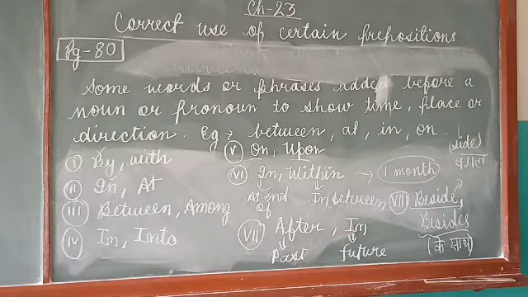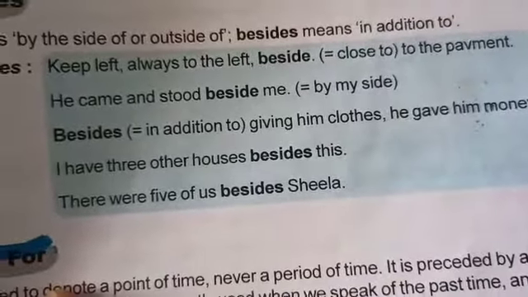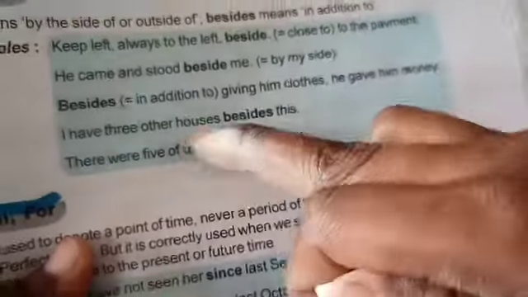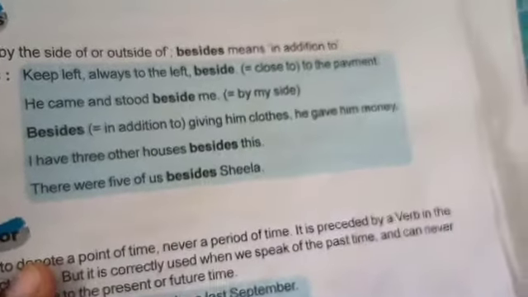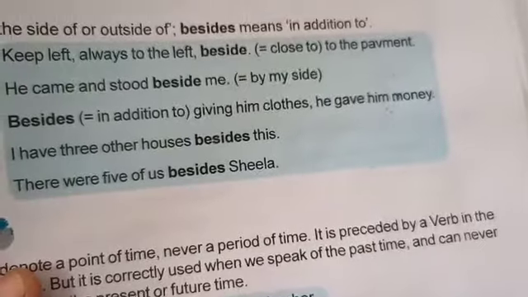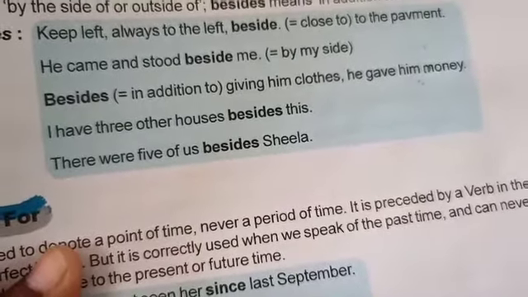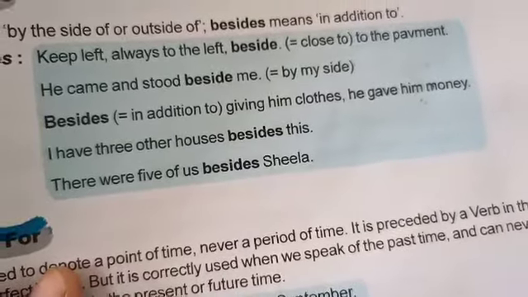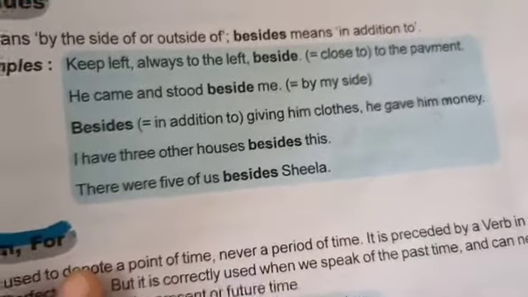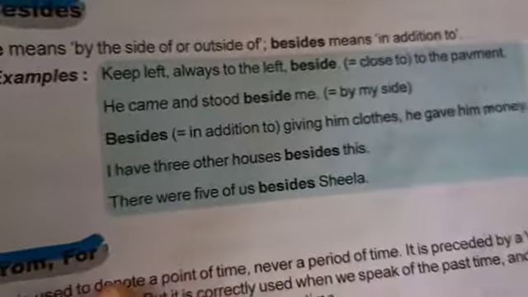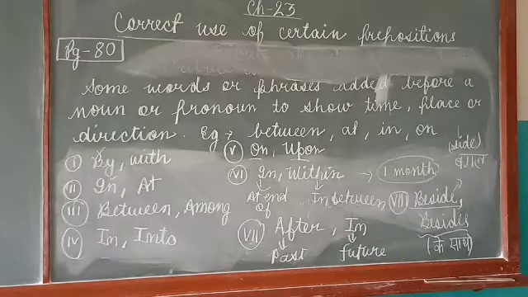Now you see some examples from your book. Besides giving him clothes, he gave him money. ठीक है, कपड़े के साथ साथ उसने उसे पैसे भी दिए. I have 3 other houses besides this, means इस घर के साथ साथ मेरे पास और 3 घर हैं. So you can see the difference. Okay, just see the example, it will be clear to you what is the difference between the two.